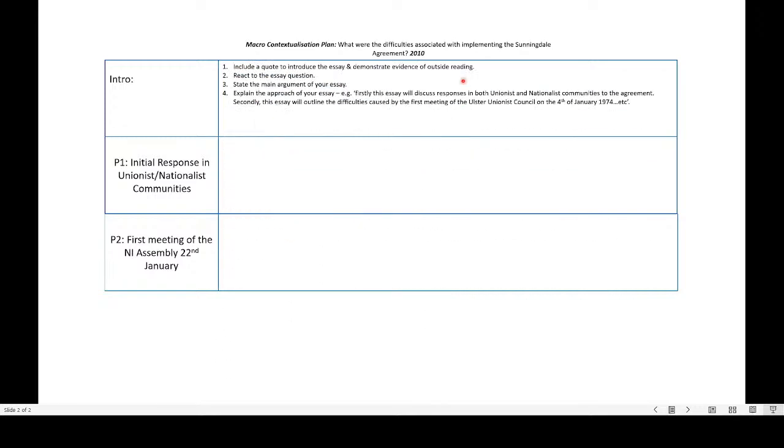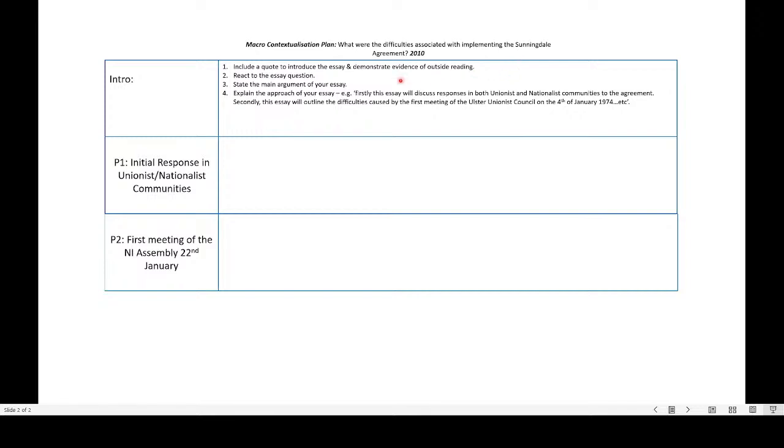So for my intro, I'm looking to include a quote to introduce the essay and demonstrate evidence of outside reading. That's how we push up our OE mark here. Once again, if you want more detail about that, go watch our exam revision strategies to improve essay writing. I go through how we improve our OE mark there. So OE and CM is how we are marked on our essays.